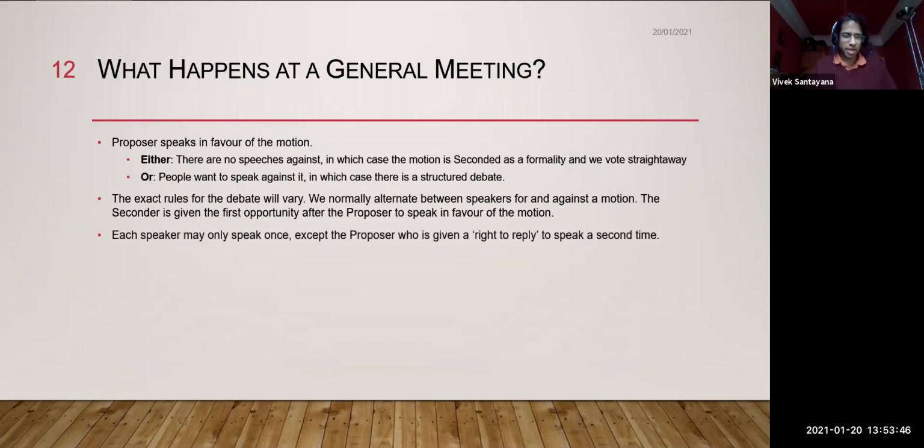Then each speaker may only speak once in the debate, except the proposer, who is given a right to reply. So you are the only speaker as the proposer who can come back and speak a second time to respond to all the criticisms or comments made by other people on the floor.